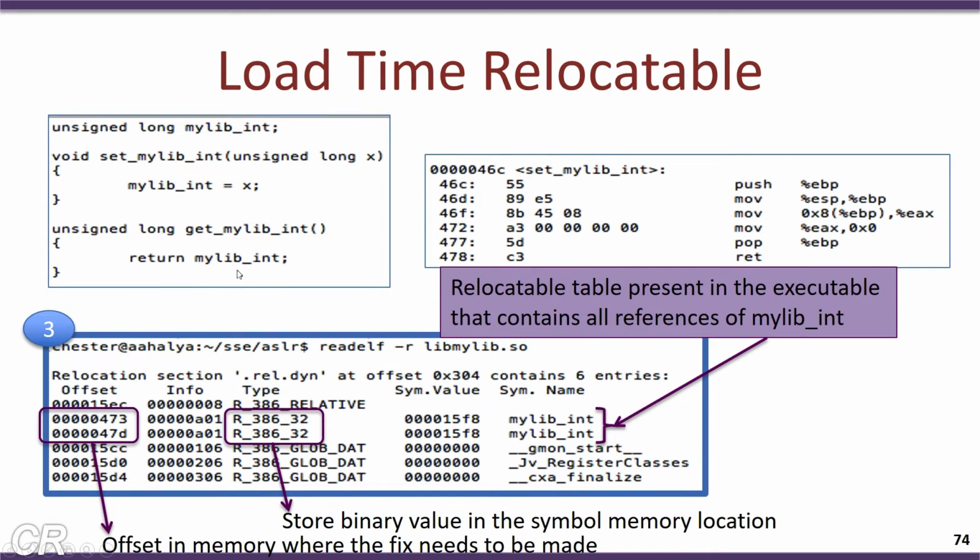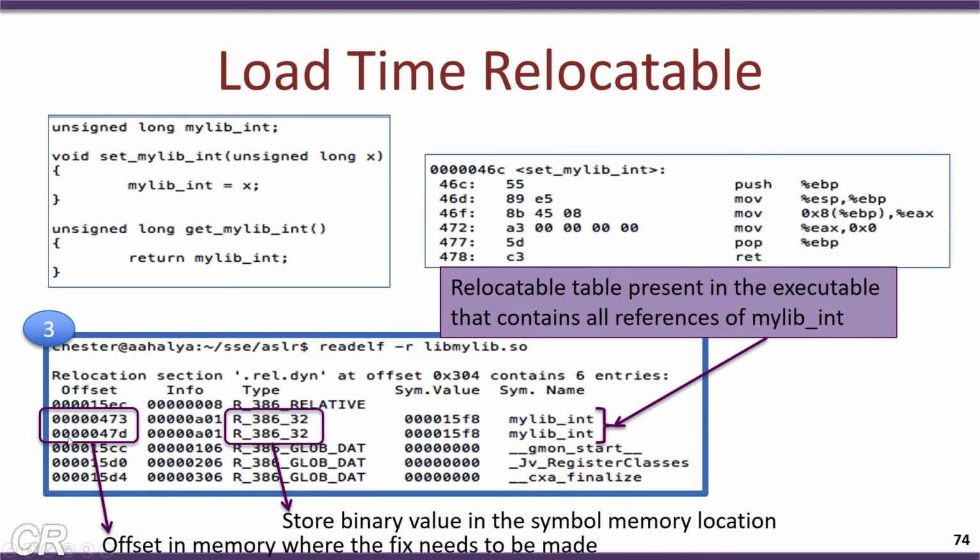Notice that we have several entries over here, but the two interesting entries for us are the first and second. Each of these entries determines the exact location in the library code where the loader would need to modify. Notice that mylib_int is used in exactly two locations. One is at this point over here in function set_mylib_int, and the second one is at this location in get_mylib_int. Each of these locations has an entry in this particular table.